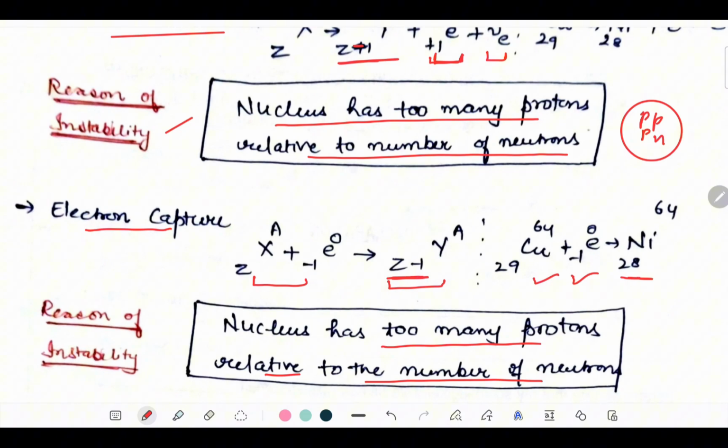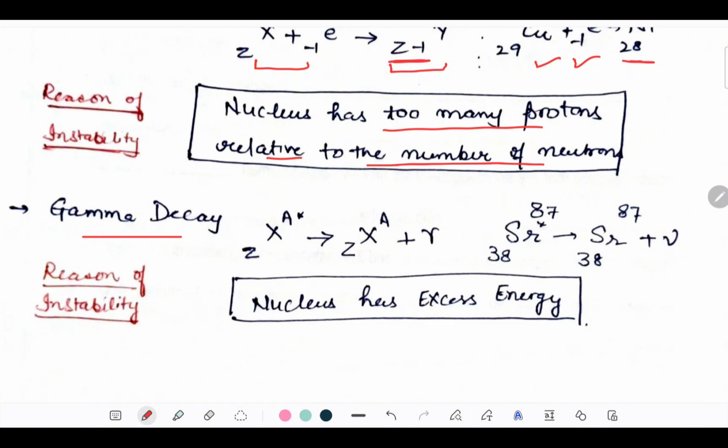Sometimes the examiner may give you a question in which he will ask about the reason for the instability of any decay. Another decay that we will study is the gamma decay. In gamma decay, the nucleus which is already in an excited energy state turns into its ground state with the release of some energy. So the reason for its instability is that the nucleus has an excess amount of energy.